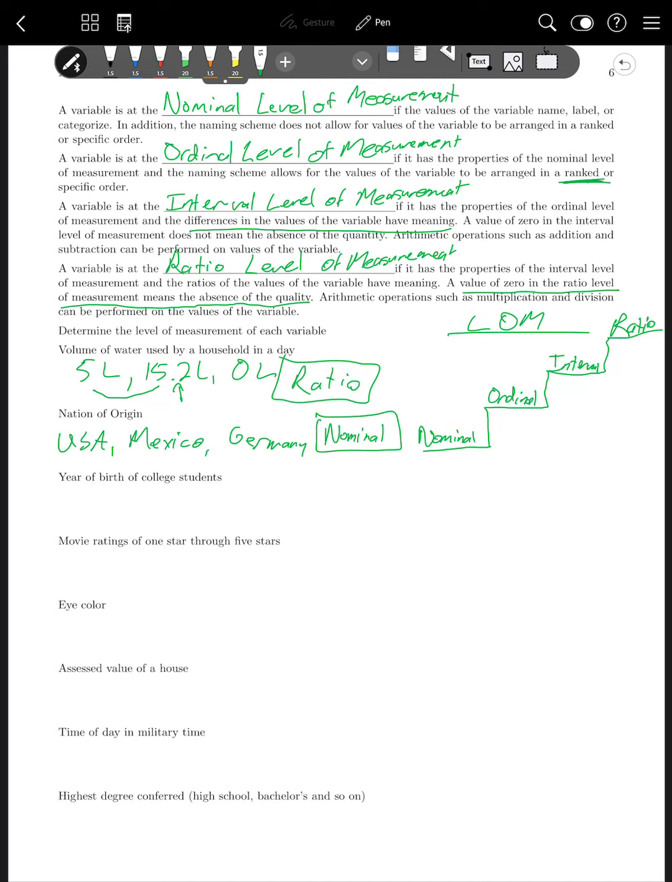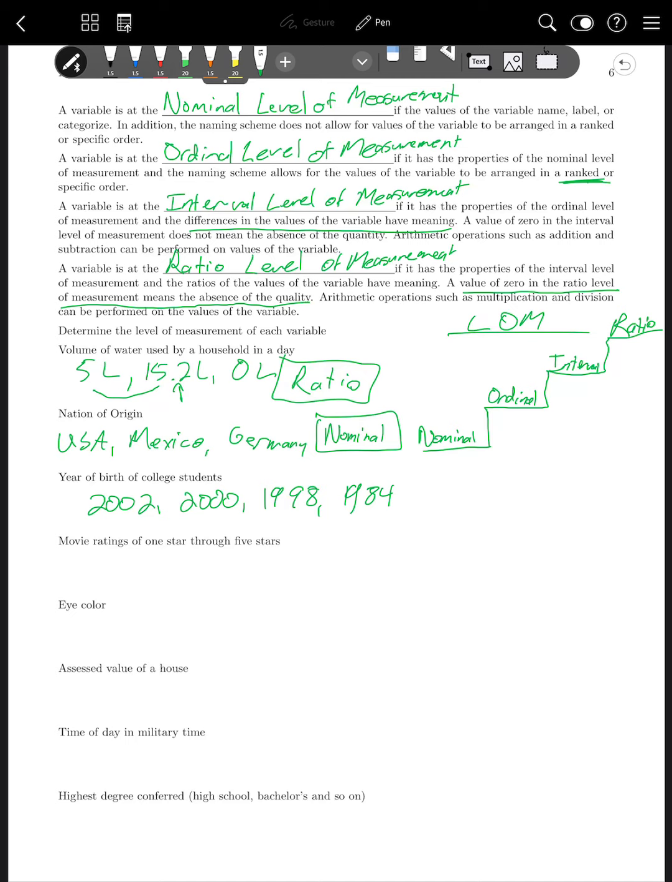The next one, year of birth of college students. So nowadays, that's up into the 2000s. A lot of you were born very young, so that could be something like 2002, 2000, 1998, 1984. Okay? So can those be put in a ranked order? Can those be put in an order? Yes, they can. In fact, they kind of already have been. They're in descending order right now.